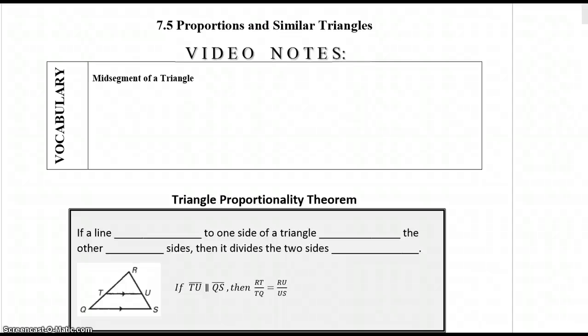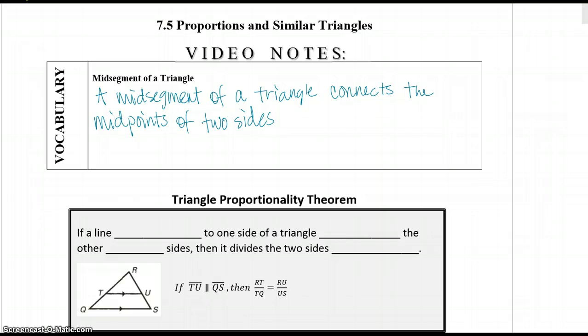Section 7.5 deals with proportions and similar triangles. And the first vocabulary term we're going to define is the midsegment of a triangle. A midsegment of a triangle connects the midpoints of two sides in the triangle.